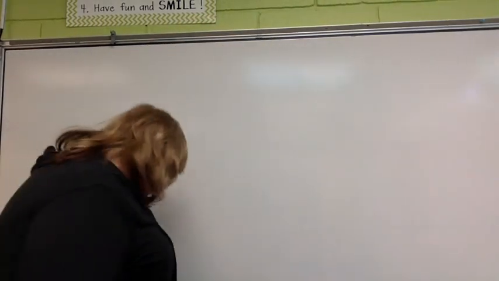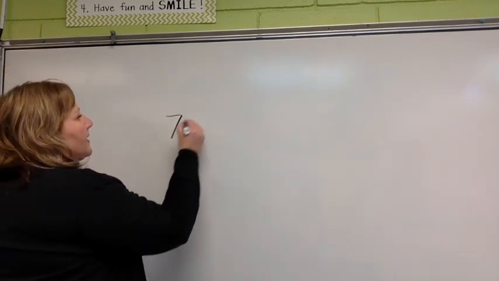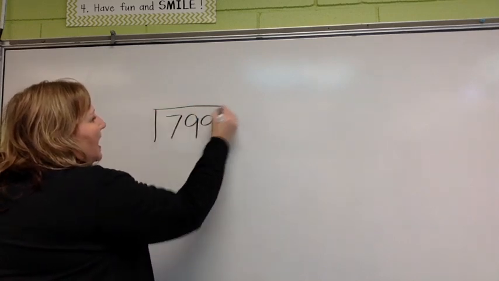First of all, we're going to do some mental math though. So I'm going to put a couple problems on the board, and I really want you to think about how you would round these or how you would estimate them so that you can do them in your head very easily and quickly. First one. Let's just say we want to take 799 and divide it by 4.